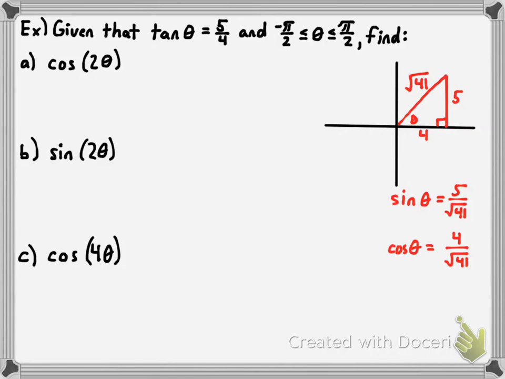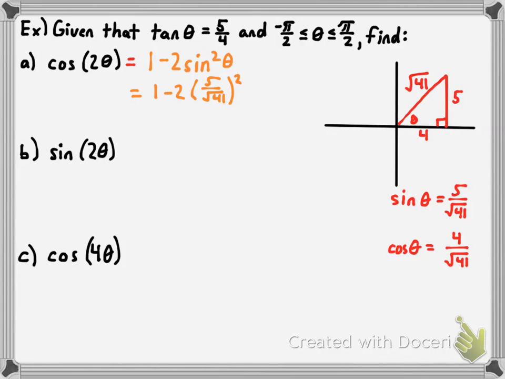We have 3 formulas again for that. We used the one involving cosine last time, so I'm going to use the one involving sine only this time. We're going to say that the cosine of 2 theta is equal to 1 minus 2 sine squared of theta, which means that it's equal to 1 minus 2 times 5 over the square root of 41 squared. All right, that's the sine of theta, and then we're squaring it.